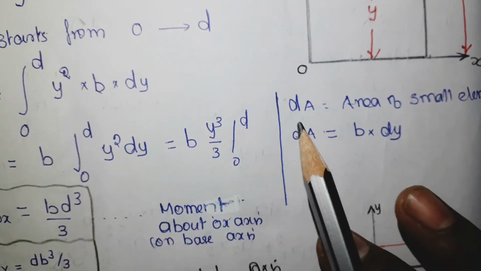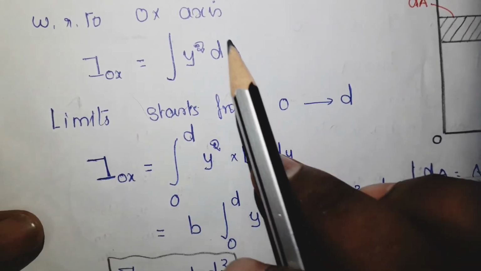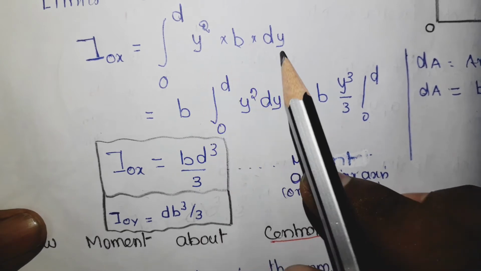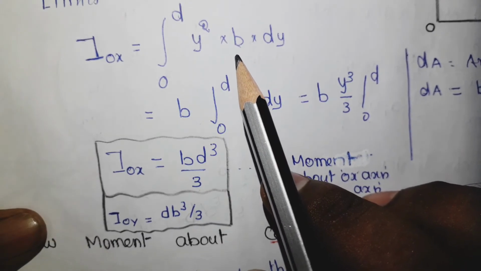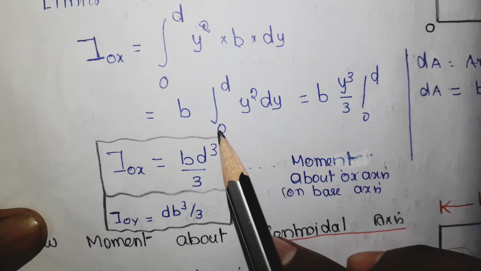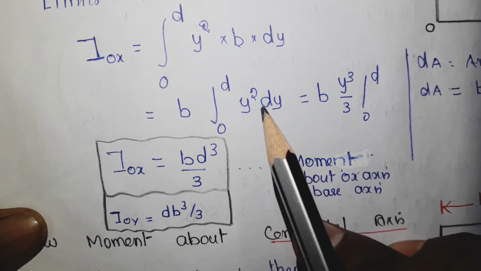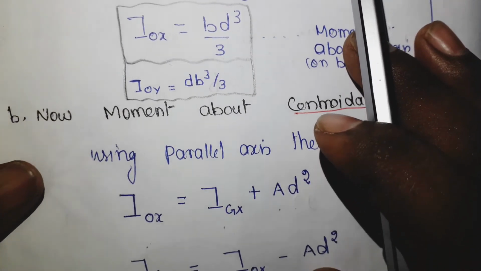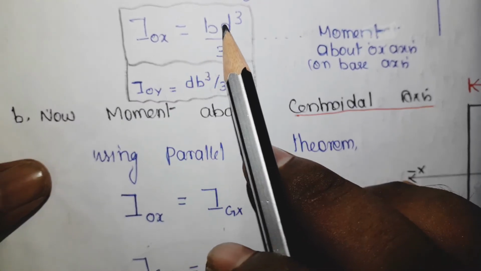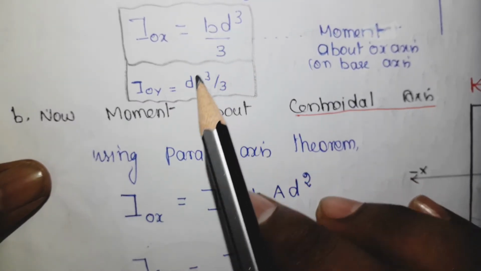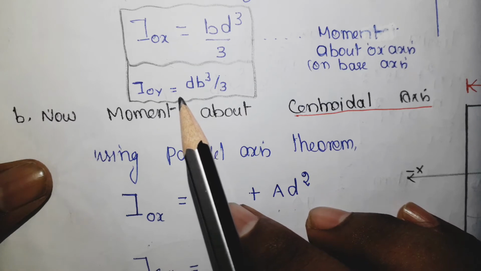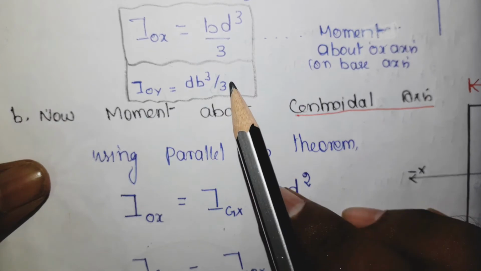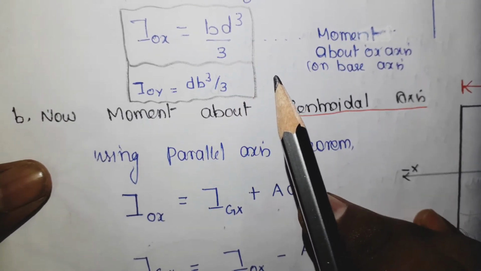Now I am going to substitute both dA and the limit into the above equation. So it becomes integration of 0 to d of y square b into dy. b is a constant, so it can be taken out. Now the equation becomes integral 0 to d of y square dy. Integrate and substitute the upper limit and the lower limit. Finally we arrive at the equation b d cube by 3. Similarly we can get the answer for the moment of inertia about the y-axis, which is equal to d b cube by 3. These two are the moments of inertia with respect to the base axis.